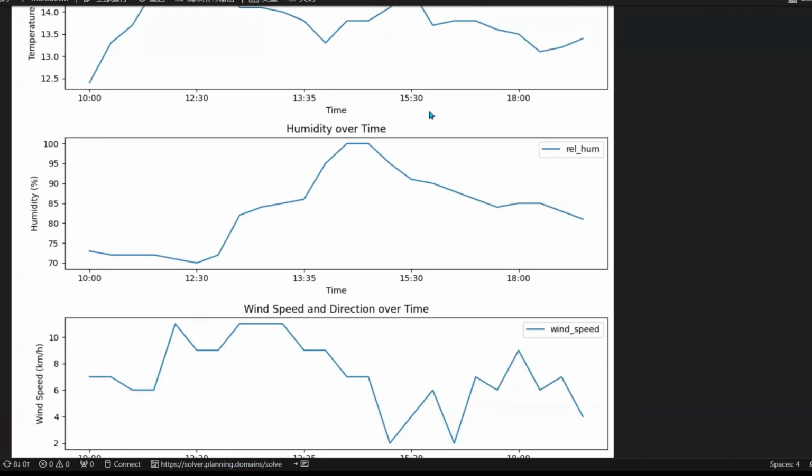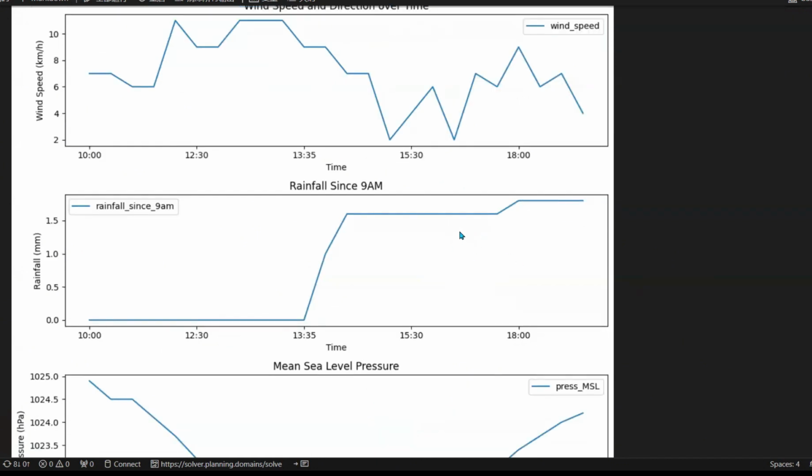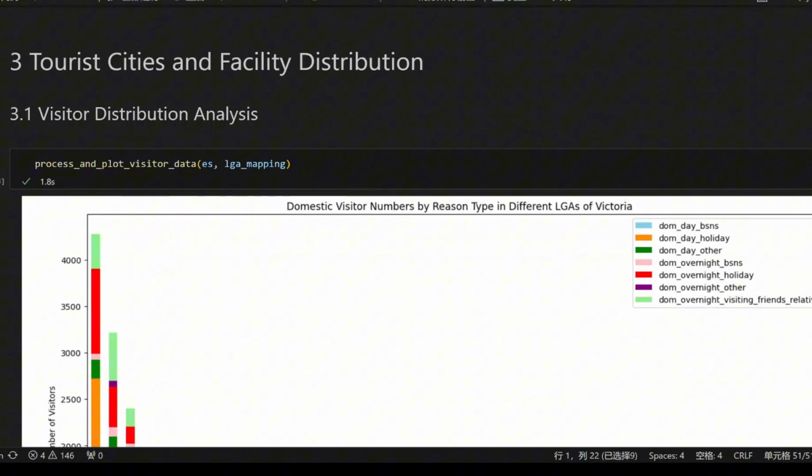In this figure, we observed that humidity reached 100% this morning, indicating a higher likelihood of rain. And the rainfall data confirms that it is indeed raining today, underscoring the importance of packing a hat or rain gear for travel. Similar to this figure, the other plots also provide additional insights into the overall weather conditions for the day. So next, I will introduce more about our system.